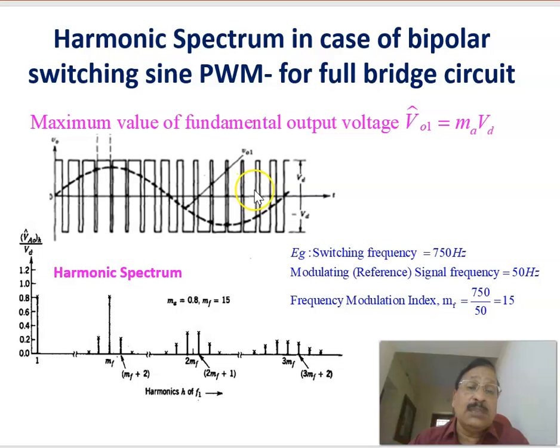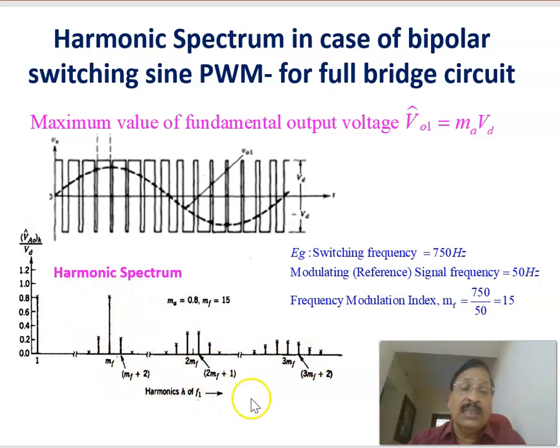Now, if you see the harmonic spectrum, what are the other harmonics apart from the fundamental? Apart from the fundamental, there are certain harmonics shown in the harmonic spectrum. These harmonics are centered at MF, the frequency modulation index. As an example, if you select a switching frequency of 750 Hz and a modulating reference signal of 50 Hz, the frequency modulation index is 750 divided by 50, which is 15. Therefore, MF is equal to 15, and the harmonic frequencies are centered at MF, 2MF, 3MF, like that.